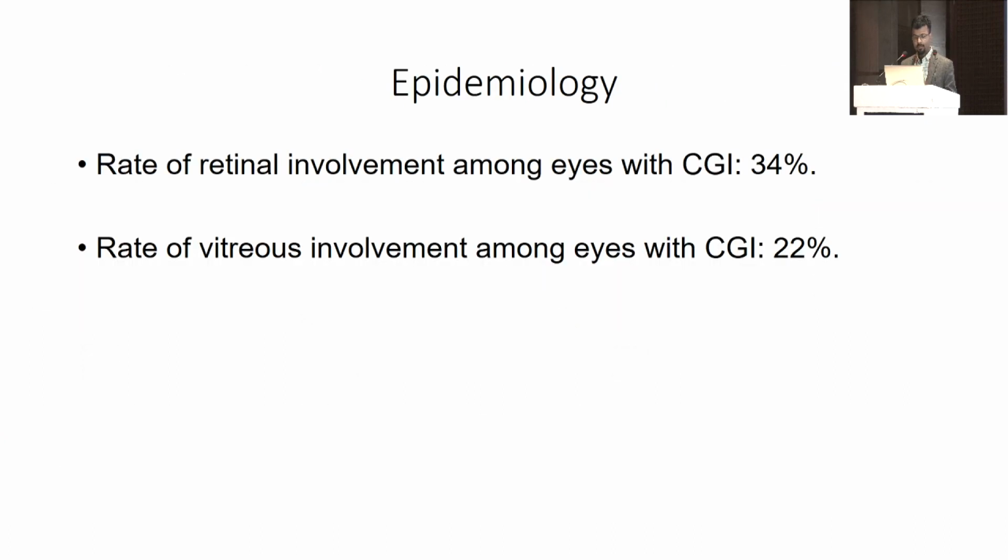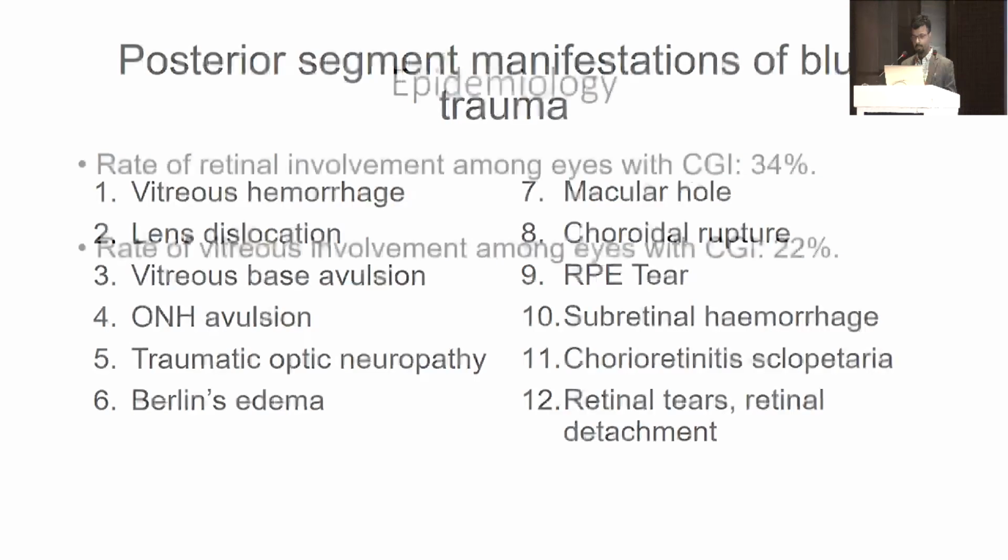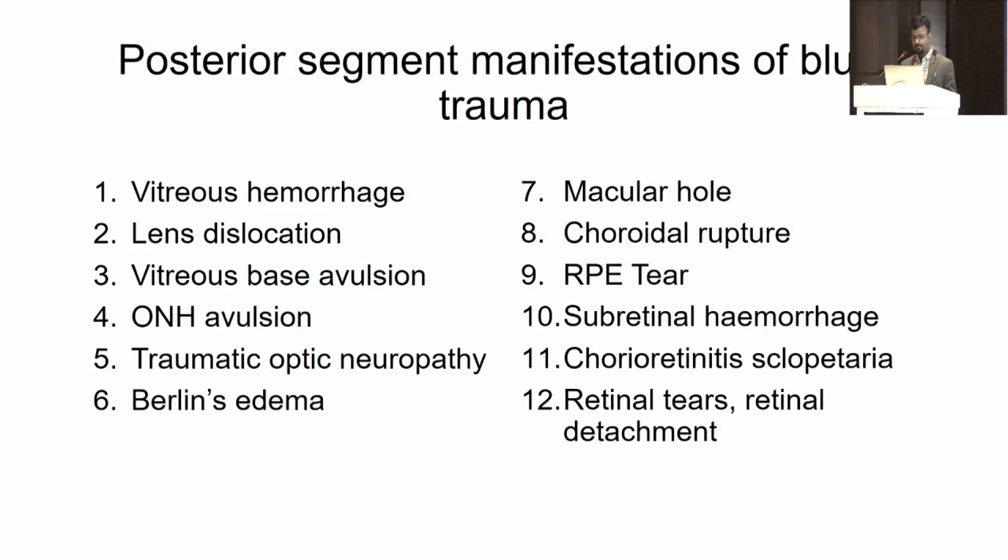Coming on to the epidemiology, the rate of retinal involvement among eyes with closed globe injury is 34%, while the rate of vitreous involvement is 22%. So posterior segment manifestations will be vitreous hemorrhage, lens dislocation, vitreous base avulsion, optic nerve head avulsion, traumatic optic neuropathy, Berlin's edema, macular hole, choroidal rupture, RPE tear, subretinal hemorrhage, chorioretinitis sclopetaria, retinal tears and retinal detachment.